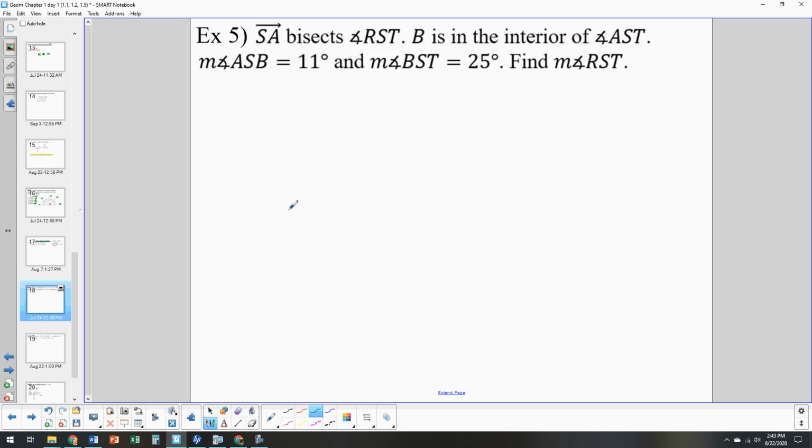So here we're getting a little bit of the angle addition postulate and a little bit of the word bisects all at once. So we have ray SA bisects angle RST. So I'm going to start by drawing angle RST. And it doesn't matter how I draw it, how big I draw it, it's not drawn to scale. So that's R up here, S is at the vertex, and then T. And SA bisects it. So exactly in the middle, or the best we can get it, we're going to have point A. And then it also tells us B is in the interior of angle AST. So angle AST is here. There's going to be another one somewhere in here, point B.